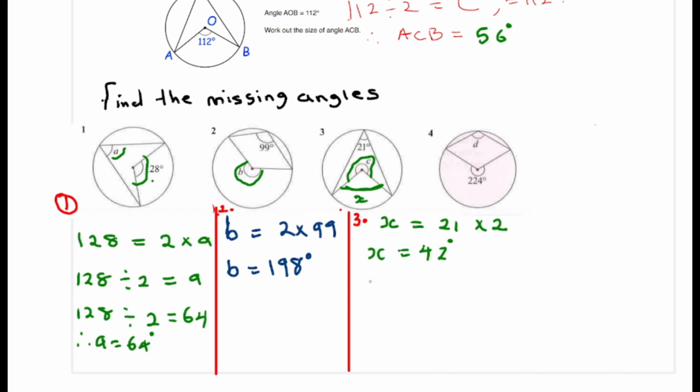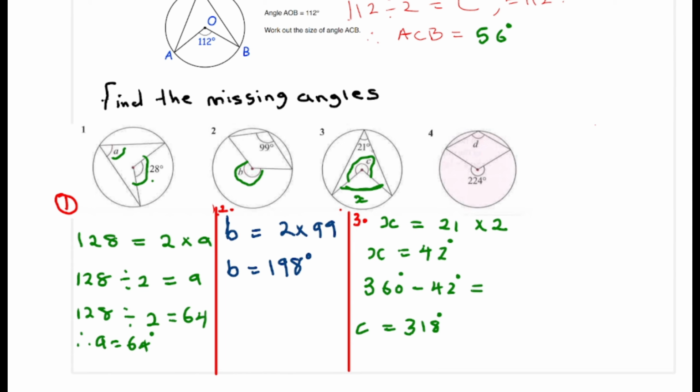Next we need to find c. Remember the angle in a total circle is 360 degrees. So 360 take away 42 degrees will be the value of c. So c equals 360 take away 42, which is 318. That's the value of c. That's how you work it out. Note when it's inside and when it's outside.